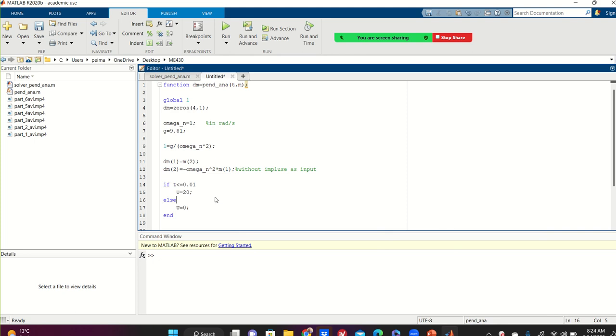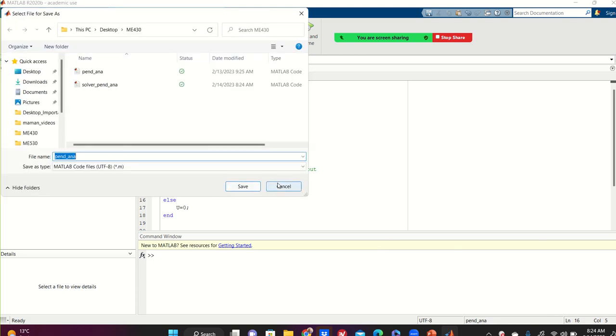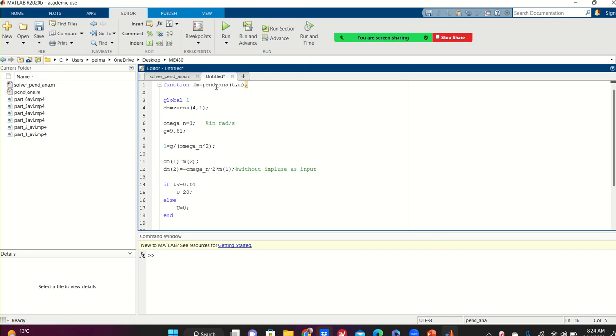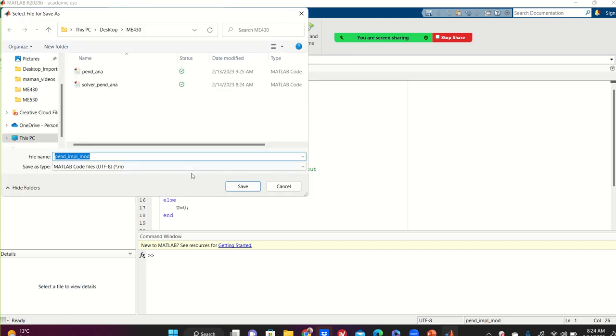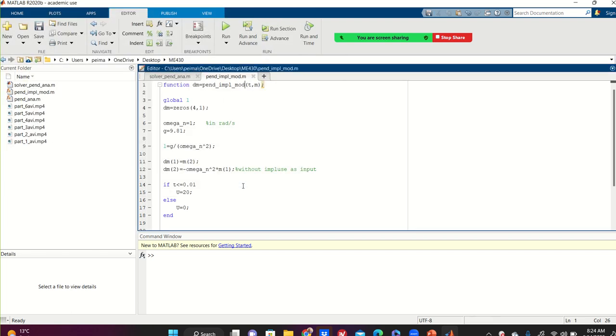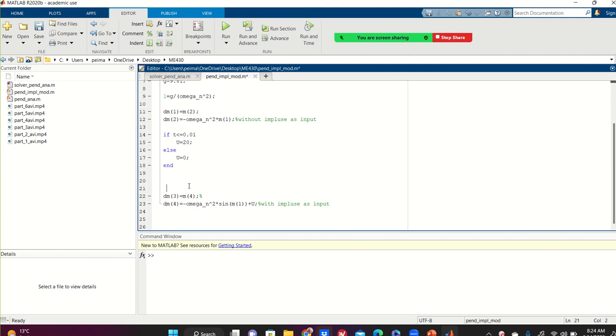Here we go, simple like that. Oh, let me change the name: pendulum impulse model. I'm going to define an impulse model because I'm going to share it with you. I just defined the impulse for the pendulum. At this short period of time, it's going to be 20. After that, it's going to be 0. This is the impulse. Clear, everybody?